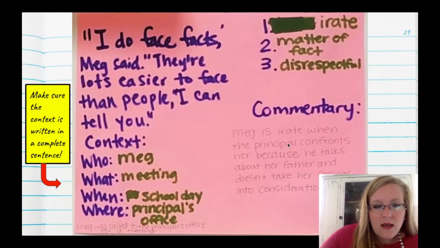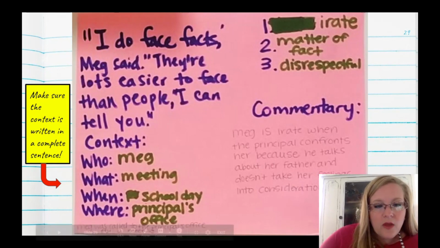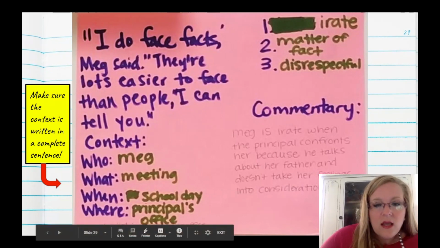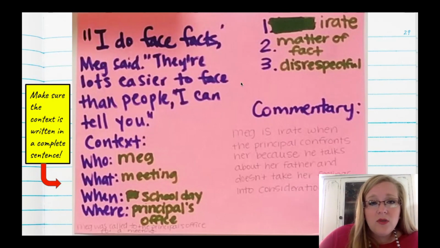Here's your context right from here. When the principal confronts her, okay, here's the student's explanation: because he talks about her father and doesn't take her feelings into consideration. So that's their own opinion, the connection that they made between the inferences and the quote.